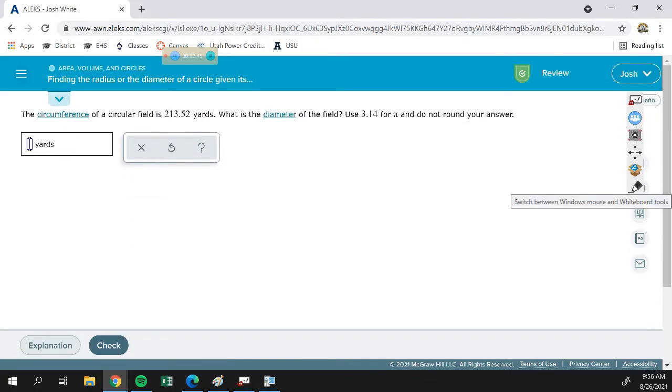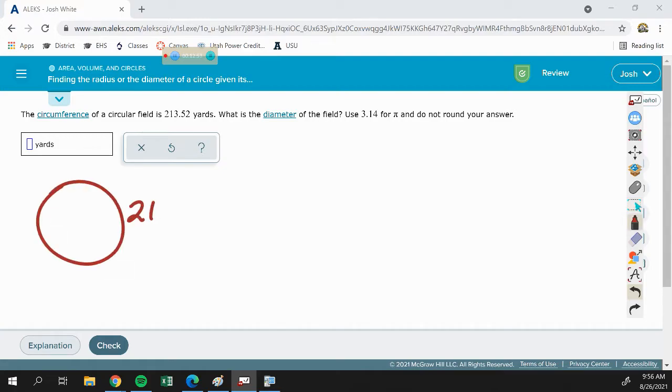Okay. If the circumference of a circle is 213.52, that would be the distance all the way around the circle, what is the diameter? So we have two circumference formulas. What are they? Circumference is equal to 2 pi r or pi d.